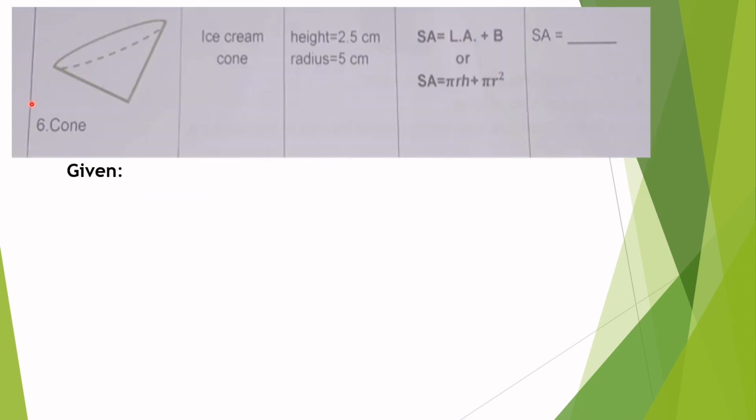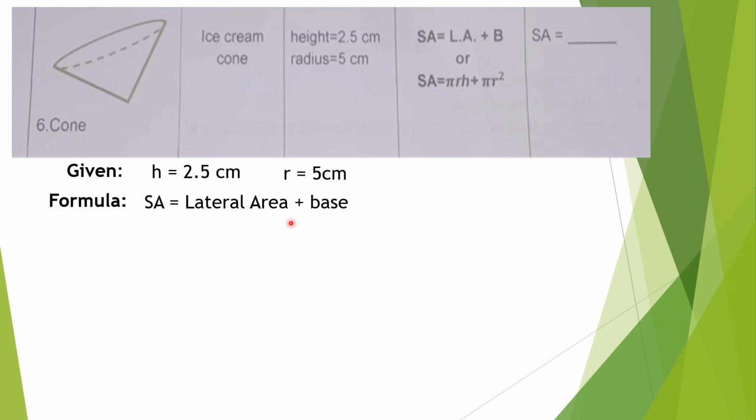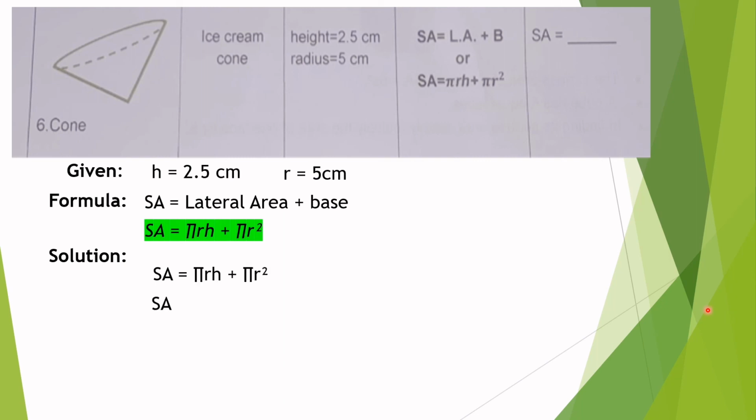For number 6, we have cone. It looks like an ice cream cone. So for our given, we have height, which is 2.5 centimeter, and radius, which is 5 centimeter. And for our formula, we have SA is equal to the lateral area plus the base. And for our lateral area, we have pi RH plus our base, which is pi r squared. Solution, first copy the formula as our guide, and then substitute the given.